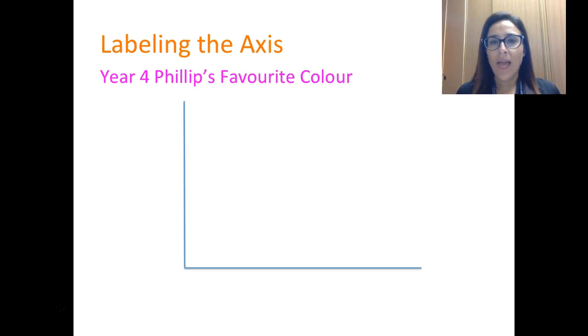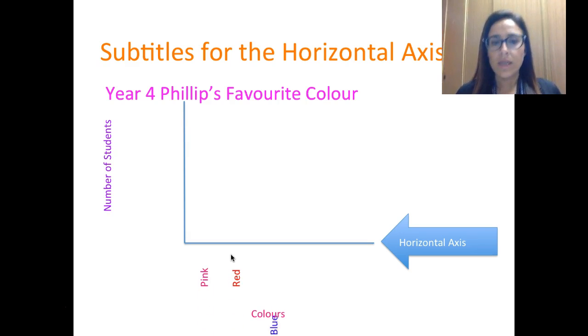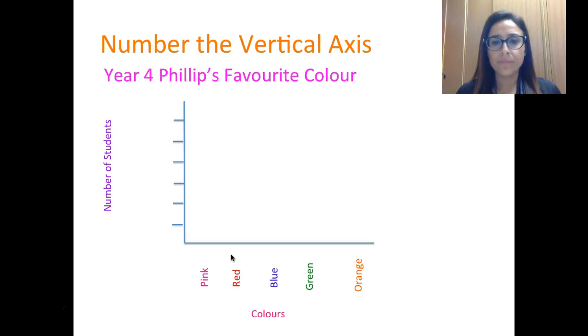Now we need to label our axes. On the horizontal axis, we put the colours, and on the vertical axis, it represents the number of students. The next thing we need to do is put a subtitle for the horizontal axis. This is the horizontal axis. Here we need to put all the different colours that were in our data. Pink, red, blue, green, and orange.